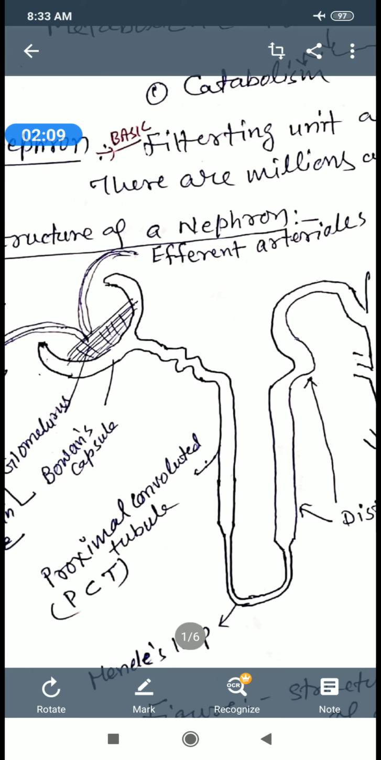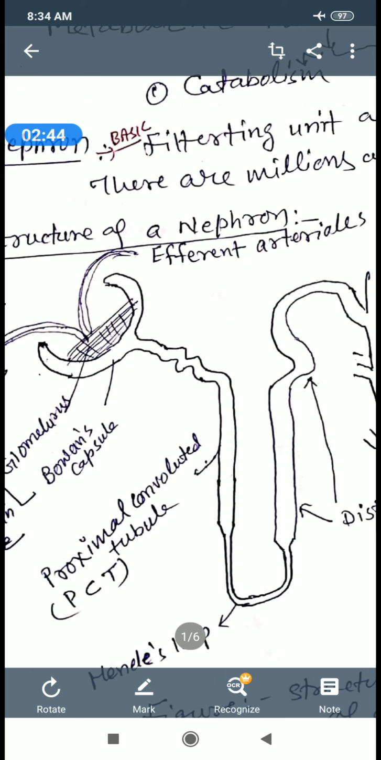In the nephron, there is a Bowman's capsule. It consists of glomerulus plus Bowman's capsule, together called the Malpighian capsule. In the glomerulus, there are two types of blood vessels. One is afferent arterioles and the other is efferent arterioles.